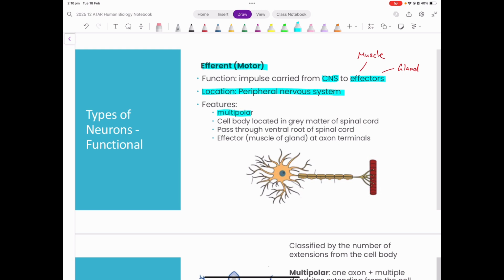Their cell body is located in the grey matter of the spinal cord, and they're going to pass through the ventral root as opposed to the dorsal root. This effector that they target is going to be connected to those axon terminals, and we can see that where I'm highlighting in blue right now.